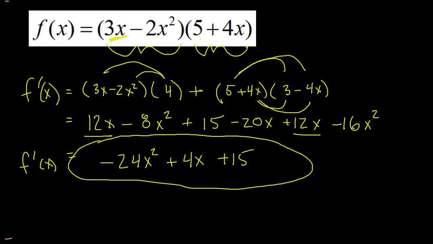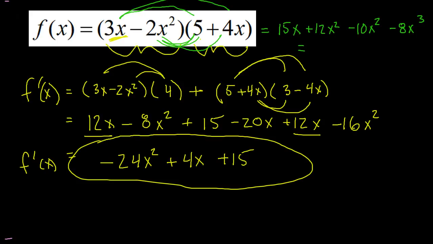Now, FYI, another way you could have done this without the product rule is to just multiply. If you multiply this original function out, you get 15x plus 12x squared minus 10x squared minus 8x cubed. Again, there's my 15x. There's my 12x squared. There's my negative 10x squared. There's my negative 8x cubed.